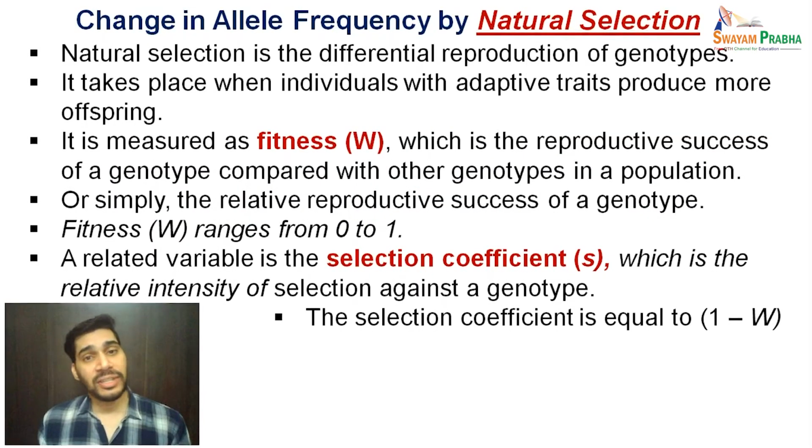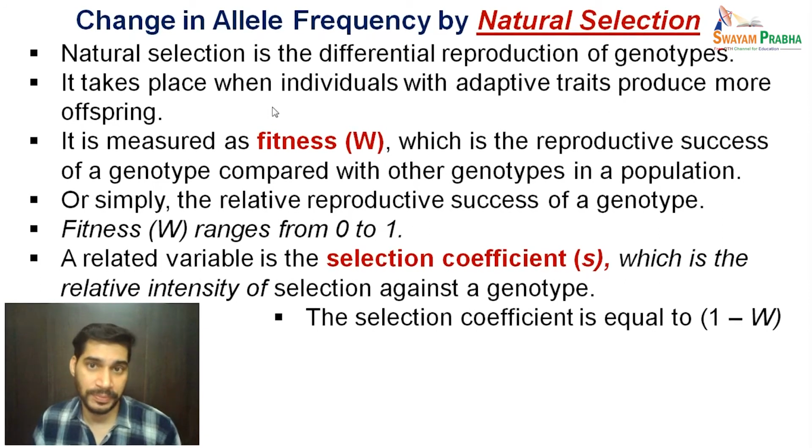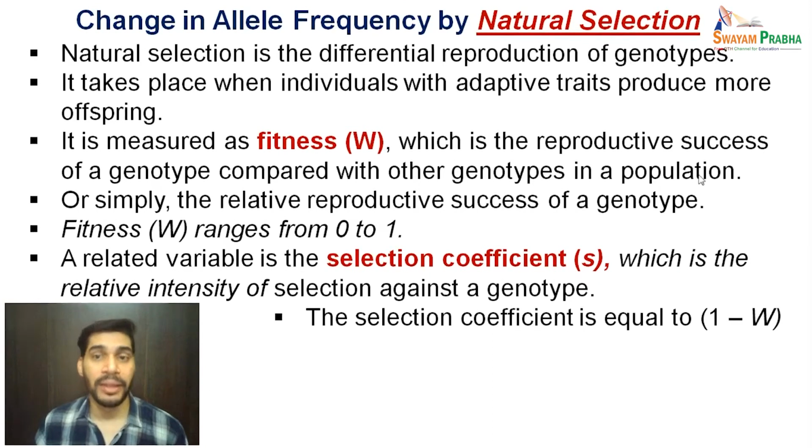Natural selection is the differential reproduction of genotypes in its simplest terms, and it takes place when individuals with adaptive traits produce more offspring. Now there is a mathematical measurement tool for this natural selection, which is defined as the fitness, represented by capital W. It is the reproductive success of a genotype compared with other genotypes in the population, or simply the relative reproductive success of a genotype, and its value ranges from 0 to 1.